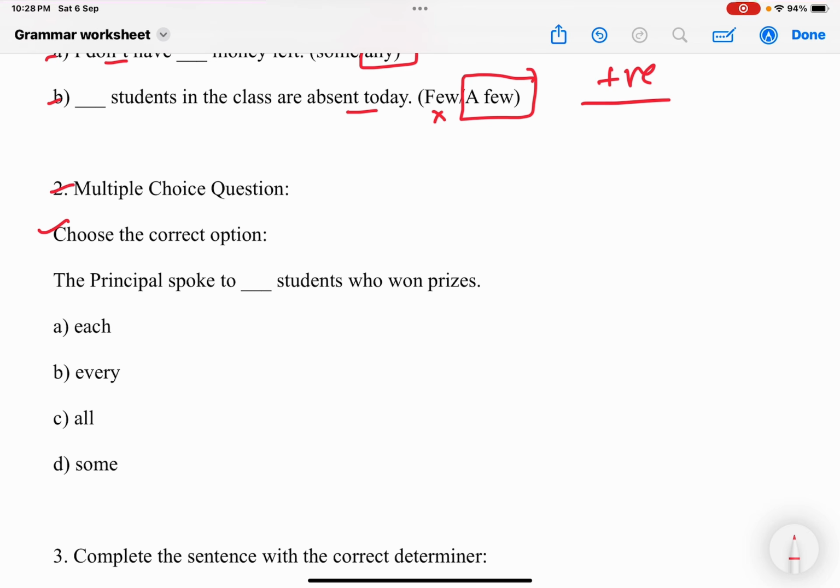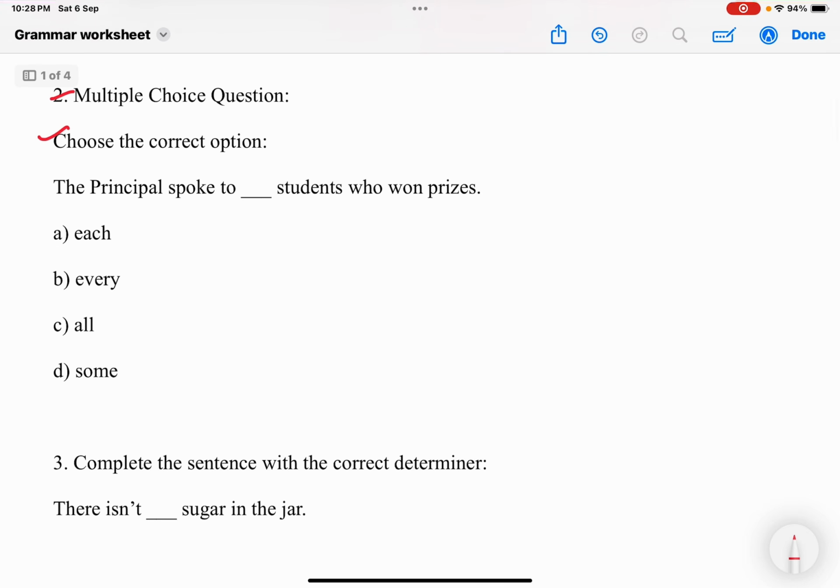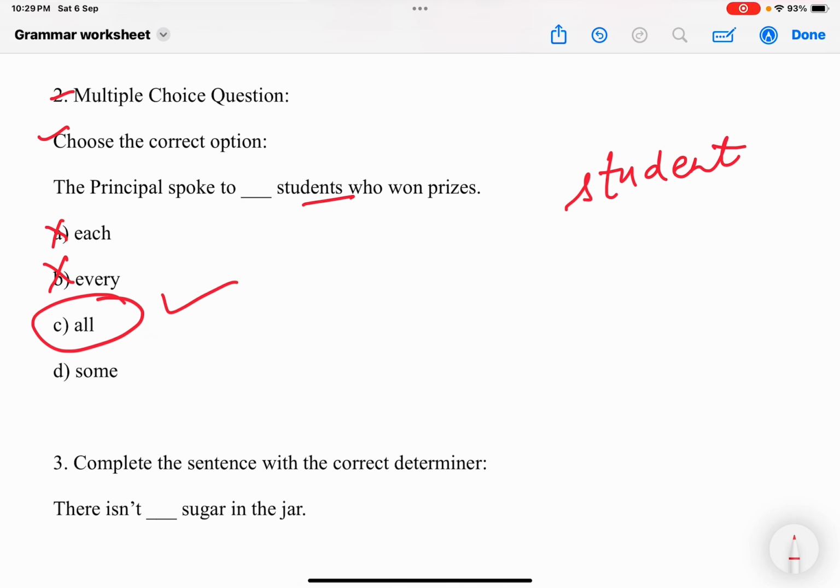Next one is choose the correct option, that is MCQ type. The principal spoke to dash students who won prizes. So here don't get confused with each and every, because here it is not talking about each and every student, and each and every both are followed by a singular subject. So here it is students, not student. Not the singular student, it is plural students. So each and every both are incorrect. The principal spoke to dash students who won prizes. So here all is the correct answer.